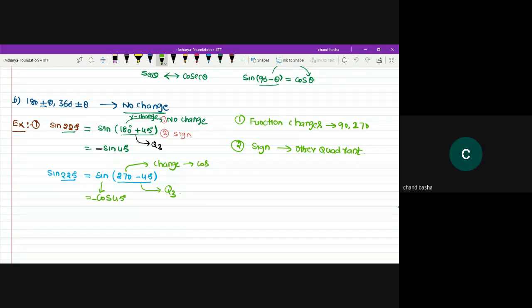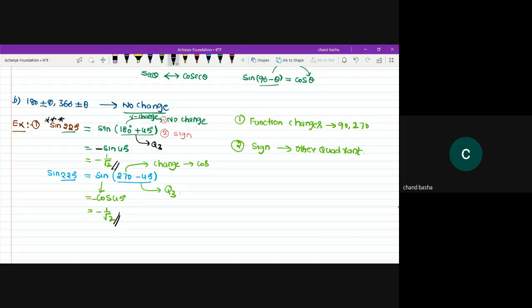See here, minus. What is sin 45? 1 by root 2. Similarly, what is cos 45? It is also 1 by root 2. Ultimately your answer is the same: minus 1 by root 2. If you are using 225 as 180 multiples or 270 multiples, your answer is the same. But preferably, this first point is important.